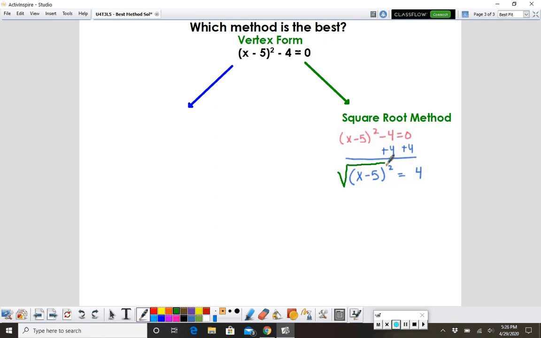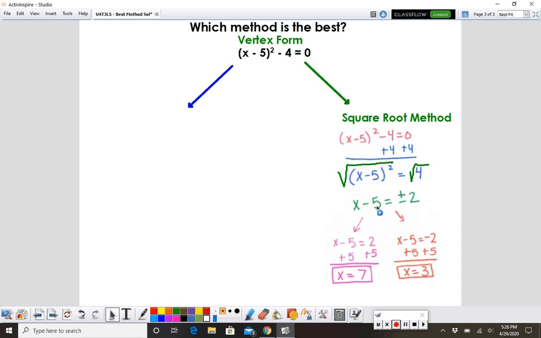So here we want to cancel out the squared, and we're going to do that by taking the square root of both sides. When we take the square root of both sides, that square root and that square cancel out, and we're going to be left with x minus 5 equals plus or minus 2. Because remember, the square root of 4 is 2, positive 2, and negative 2. And then from here, we're going to write 2 equations, one for our positive 2 value and one for our negative 2 value, and then we solve each of those equations.